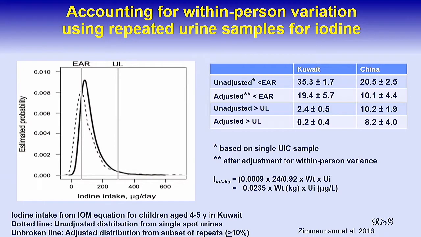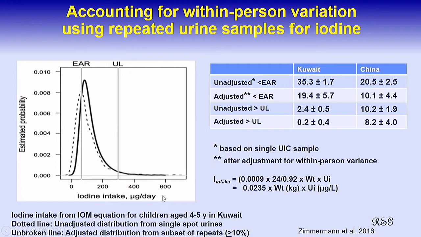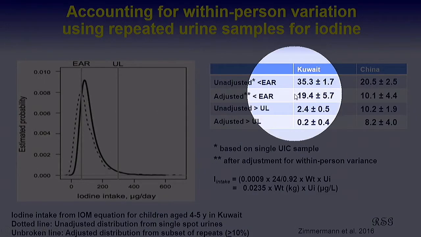And this equation was developed by the Institute of Medicine because nearly all the iodine in the last 24 hours is actually excreted in the urine. The dotted line on this graph represents the intakes calculated based on a single spot urine sample. And the unbroken line represents the intakes after they've been adjusted from a subset of repeats, which in this case was more than 10% repeat spot urine samples. And this adjustment has made a huge difference to the prevalence estimates generated.